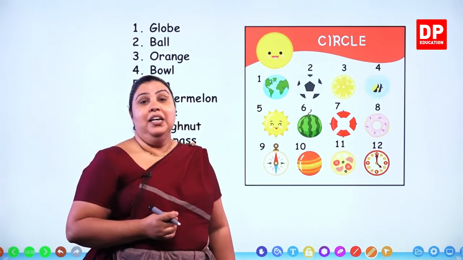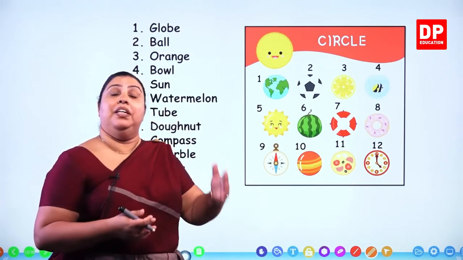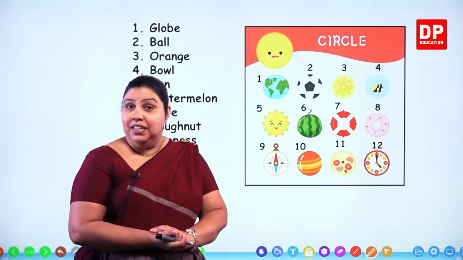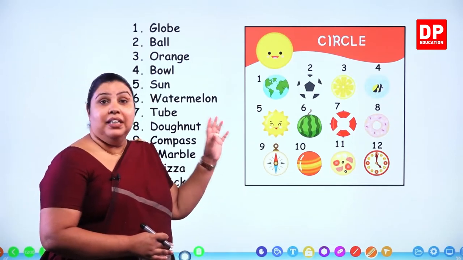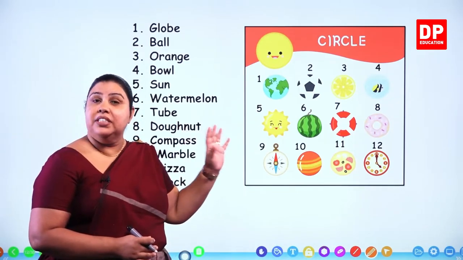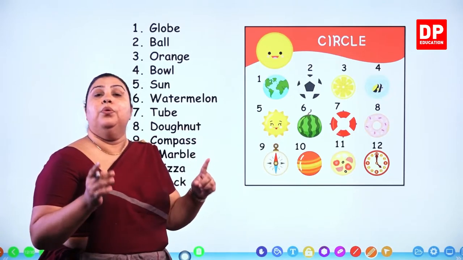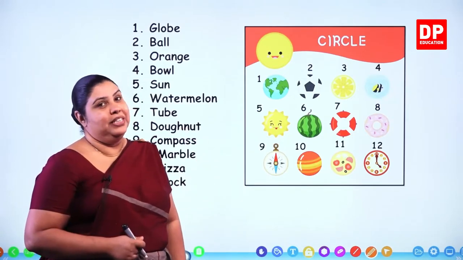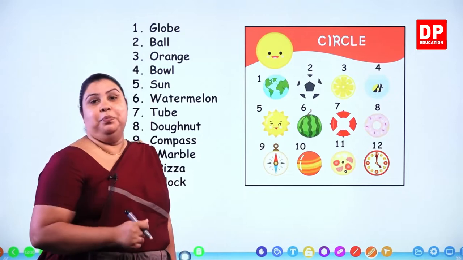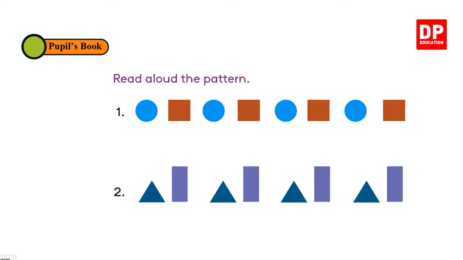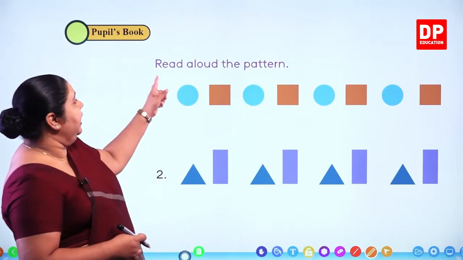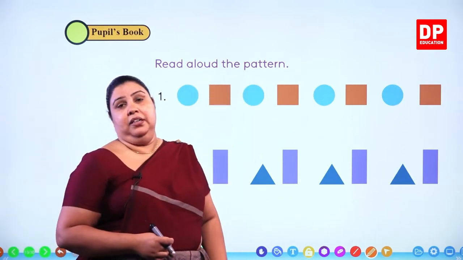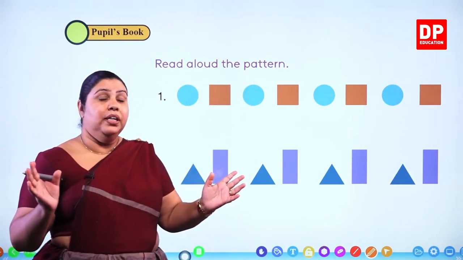Now here, can you see what a lot of objects we have in all these shapes that we have learnt? It's so interesting. Since we have learnt about these five interesting shapes, now we are going to go back to our book. Come, let's go and see what we have to do in our pupils book. Right, now this little activity is from your pupils book. What do we have to do? Read aloud the pattern.